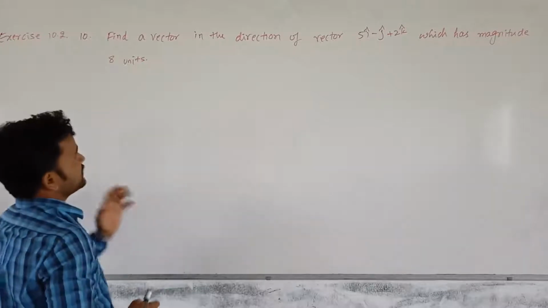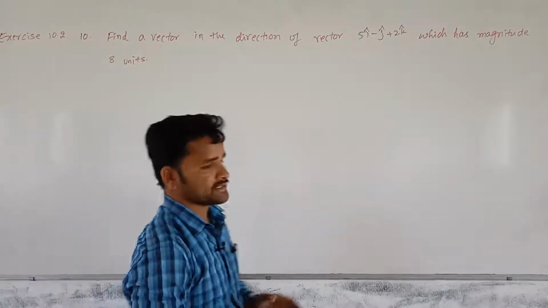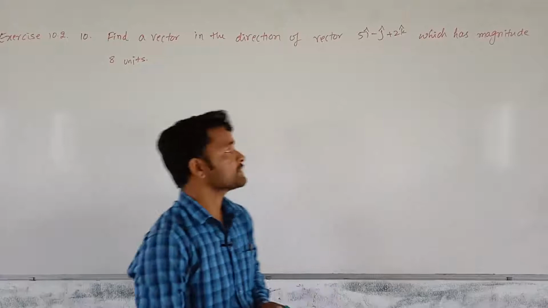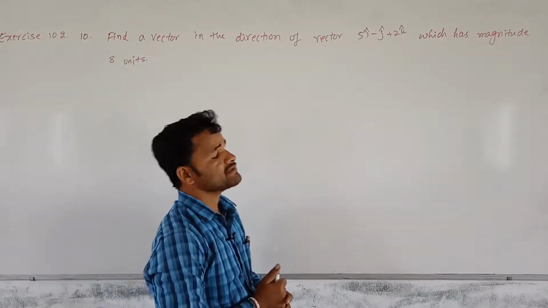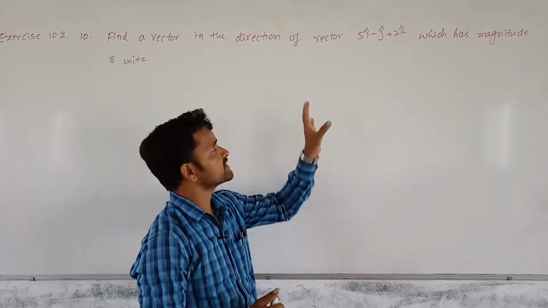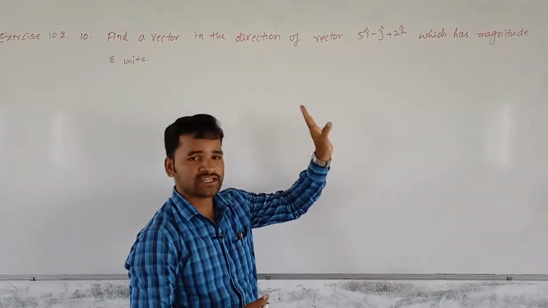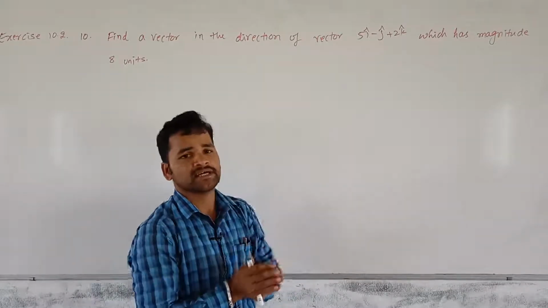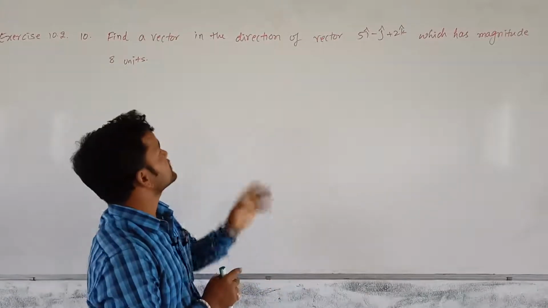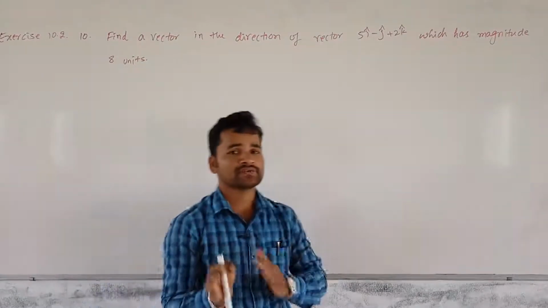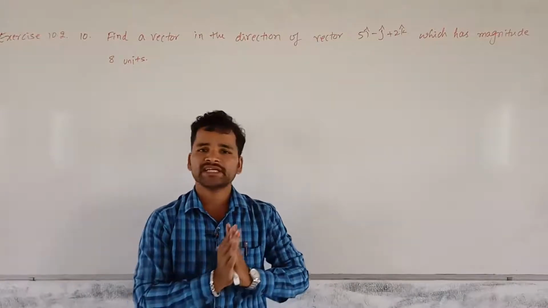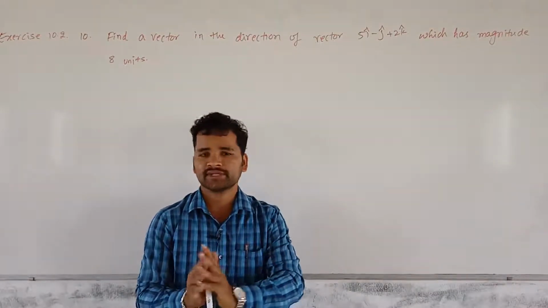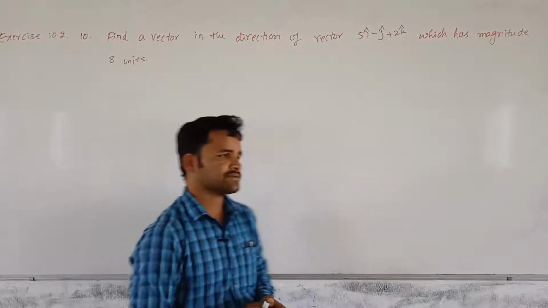See, find a vector in the direction of the vector. We need to find out one vector here. Direction is 5i minus j plus 2k. In whichever direction it is moving, in that direction only the resulting vector has to be, and the new vector which you are going to find out should have the magnitude of 8 units. Like that we need to find out a vector. That is our question here.